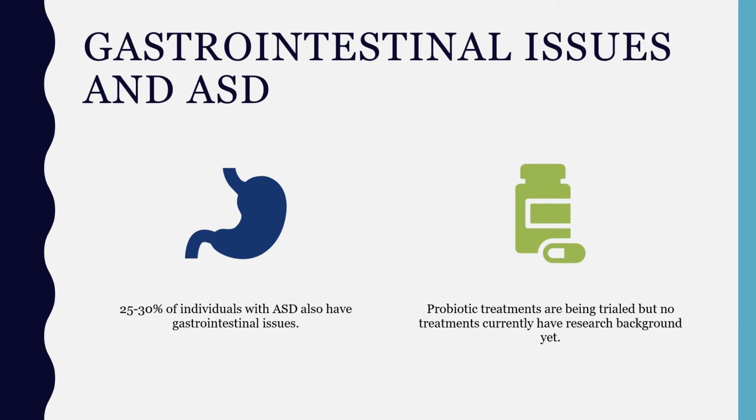A study of almost 300,000 children revealed that children with ASD were almost 67% more likely to have a diagnosis of inflammatory bowel disease. Gluten-free diets have become more popular with individuals with ASD, but there is not much research to back this theory up. Probiotic treatments as well are also being trialed, but again, no treatments have any current research background.